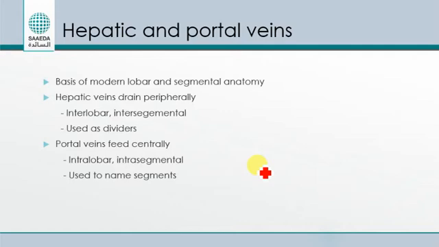For example, the hepatic veins drain peripherally. They are interlobar and intersegmental, and they are used as dividers. The hepatic veins divide the liver into different parts, while the portal veins are central. They are within the segment. They feed the segment, okay? They are intralobar, intrasegmental, and they are used to name the segments.